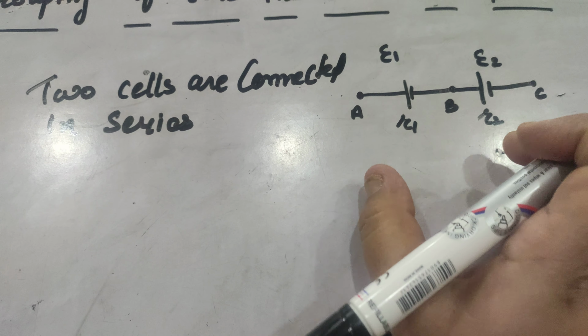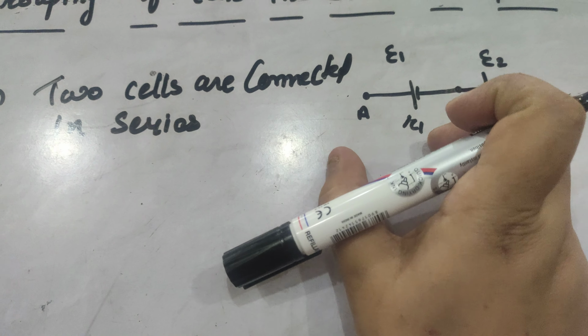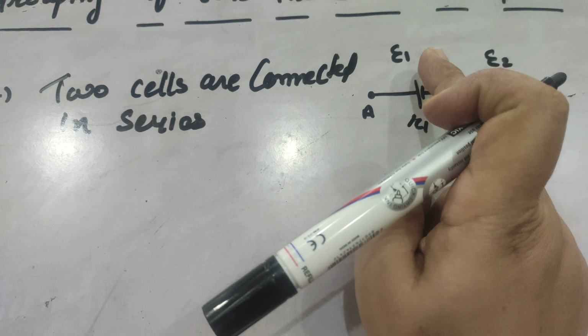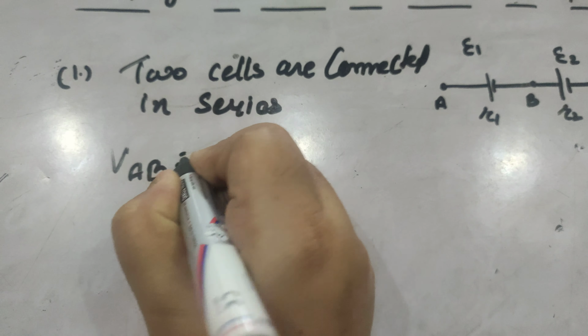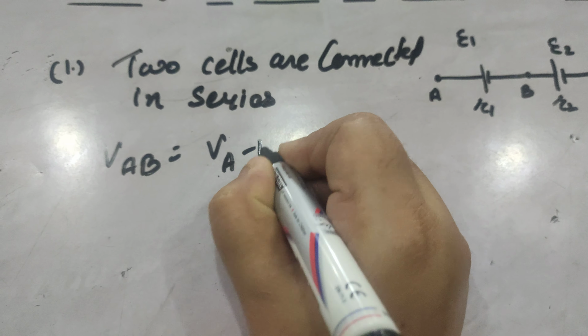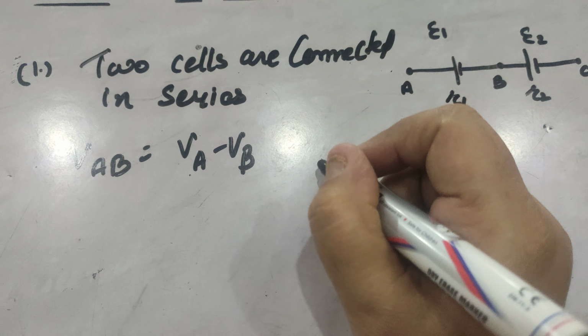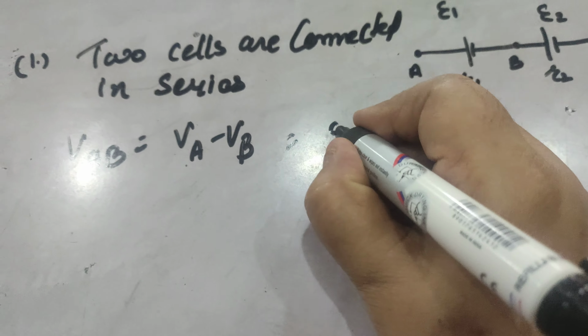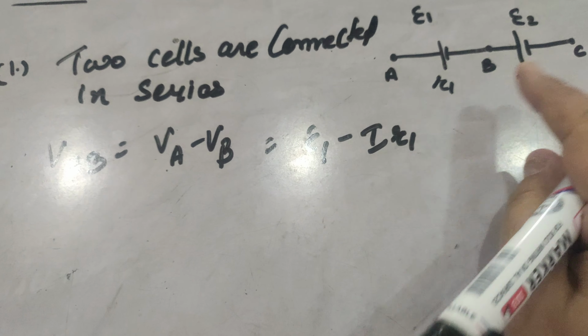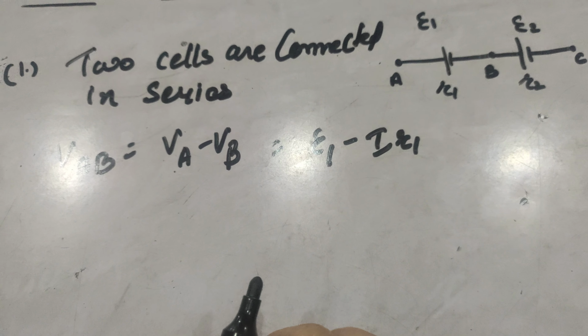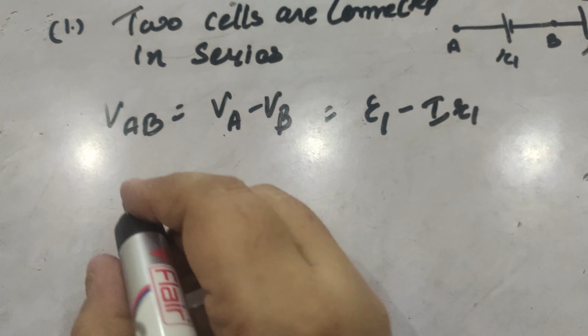Now let us first find out the potential difference across the cell E1, and that is represented as VAB, which is equal to VA minus VB, that is given by E1 minus IR1. Since these are connected in series, we are considering here the current is the same passing through both the cells.